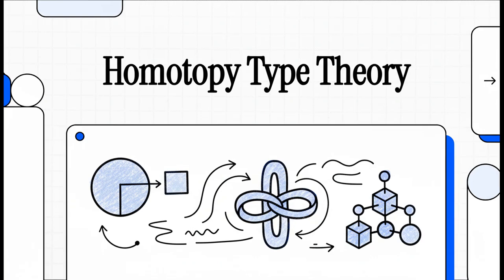All right, today we're diving into something that might just break your brain a little, in the best way possible. It's called homotopy type theory, and it's a revolutionary new way of thinking about the very foundations of math and logic. We're about to rethink what something as simple as the equals sign really means.